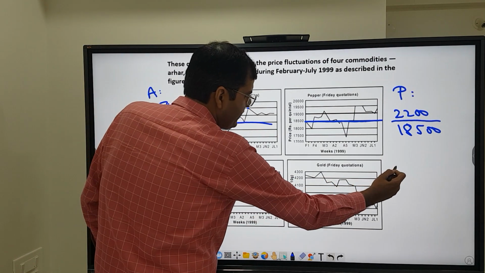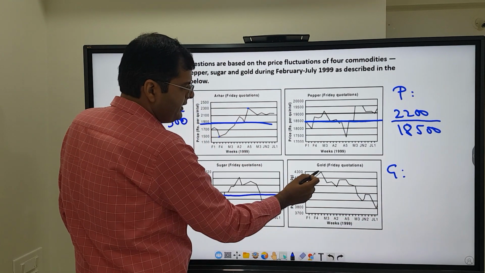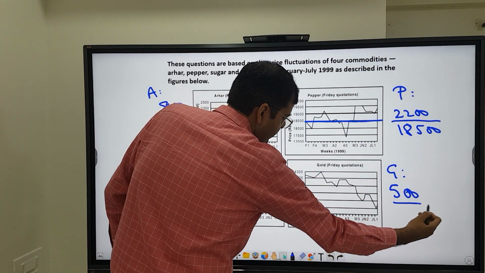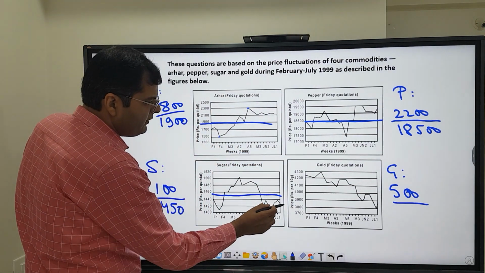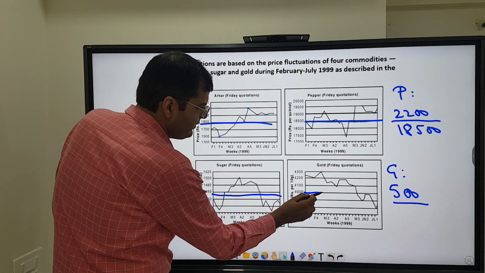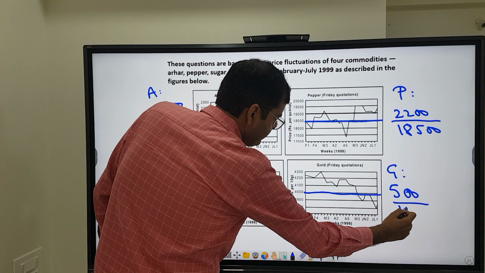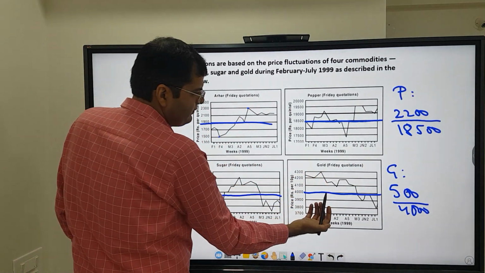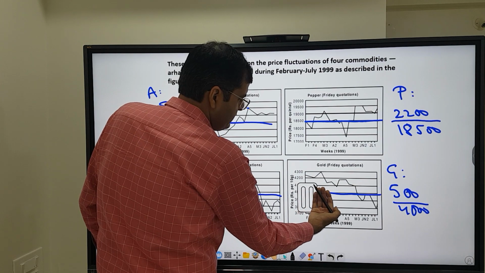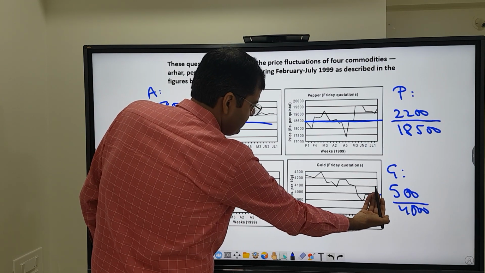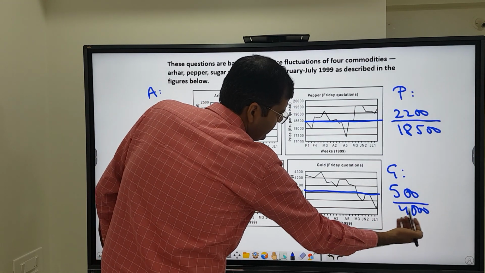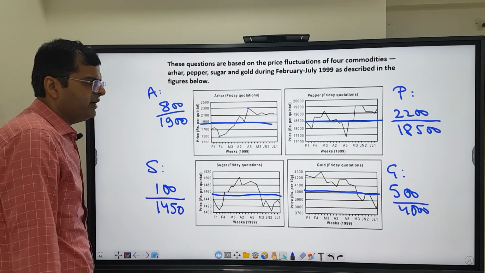Now for gold, finally, the highest is 4300 and the lowest is 3800. So the difference is 500, divided by the average, which should be somewhere around 4000, like this line. Half the data is lying above and half below. It might even be greater than 4000, maybe 4050, but we'll take 4000 as of now for our reference.